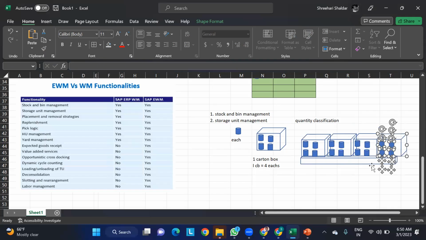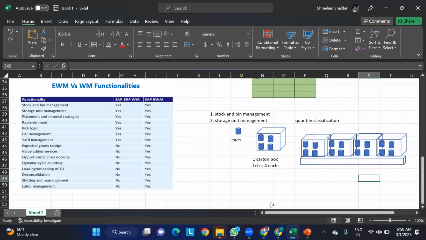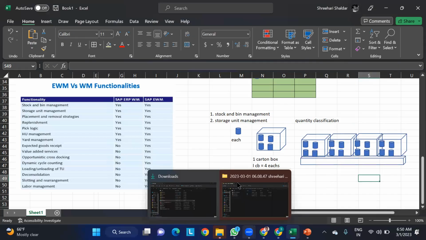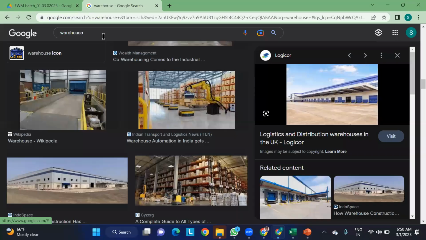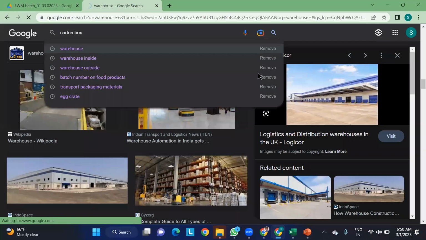Okay, on one particular palette, what I'm doing, I'm bringing 4 different boxes here. What is this palette? We can see industrial palettes here. I'll first say the carton box. How will the carton box look? We'll go through one by one.